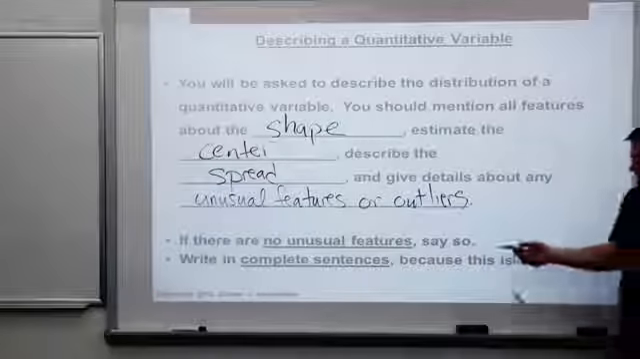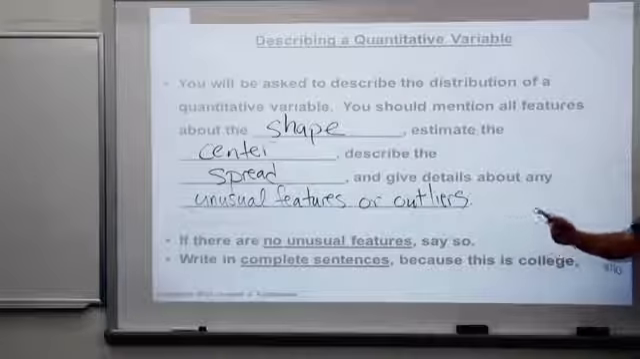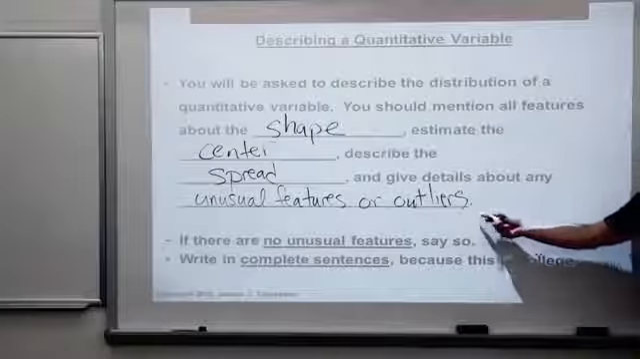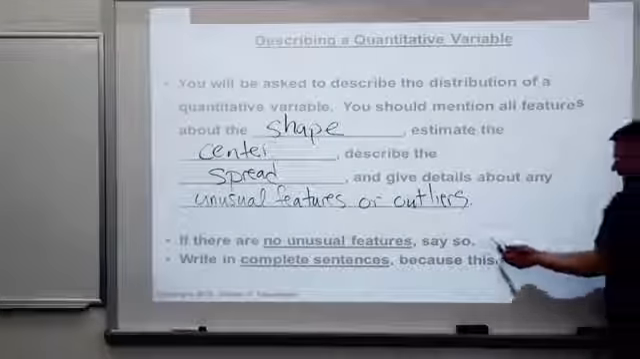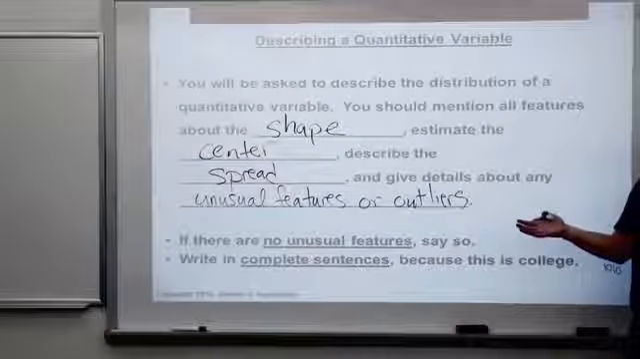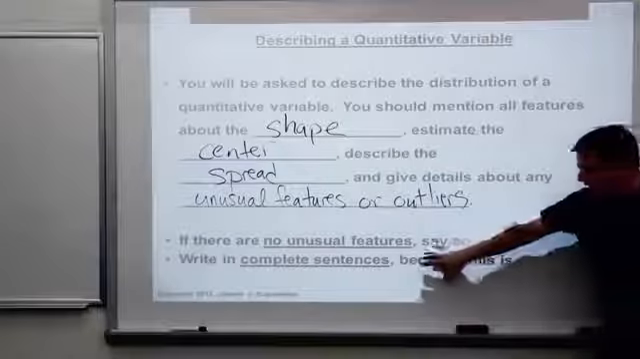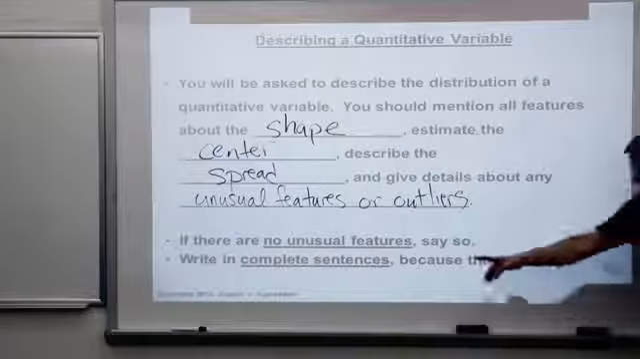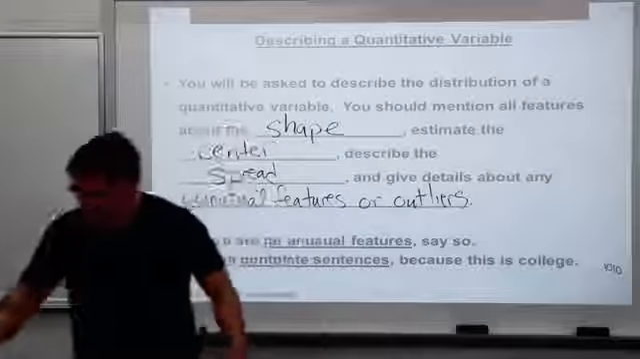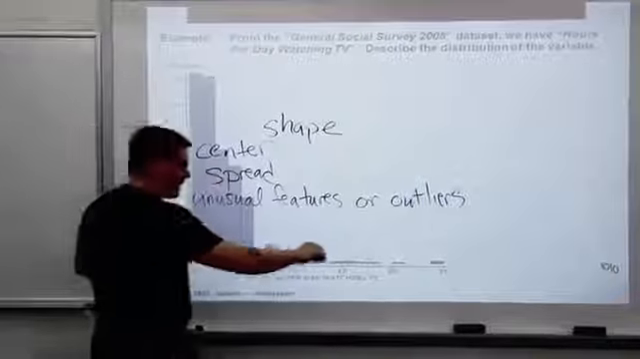A couple of important points here in red. Not sure if the red's coming on the video or not, but number one in red, if there are no unusual features, please say so, students. That way we know you're thinking about it. If you omit, we won't know if you even remembered, so if there are no unusual features, say so. And finally, write in complete sentences, because this is college. Final example. Then we're going to call it a day. There's some lines to write. I'm going to write mine on the board here.